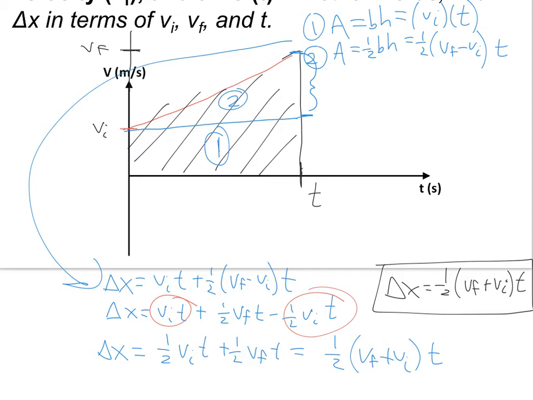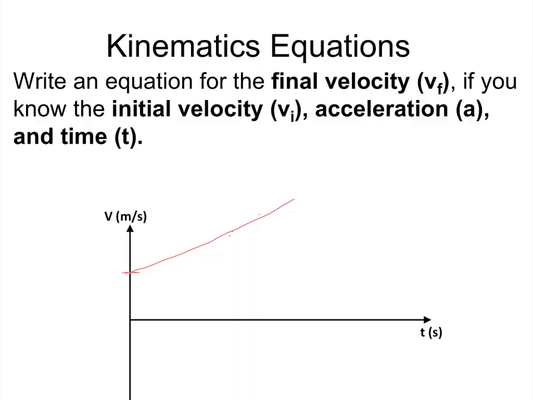So in any situation, we can use this equation, and that's going to allow us to analyze the motion of an object. We don't need to worry about drawing a motion graph every single time. So for our next one, we want to write out our equation for the final velocity if we know our initial velocity, VI, our acceleration, and our time. So once again, I'll give you a second to pause the video and think about this one, and then I'll go through the solution momentarily.